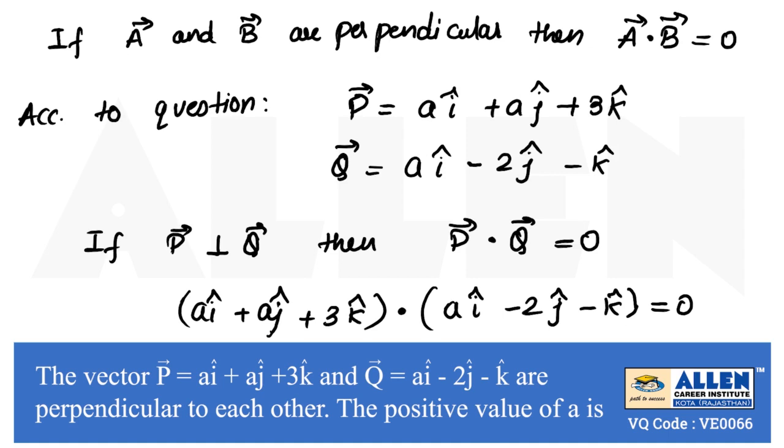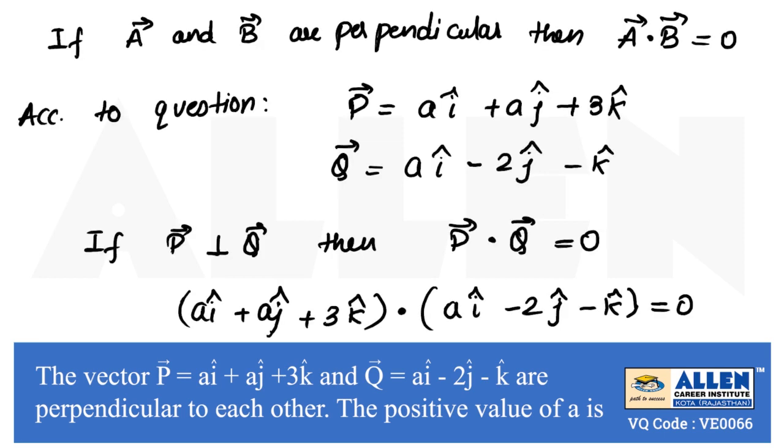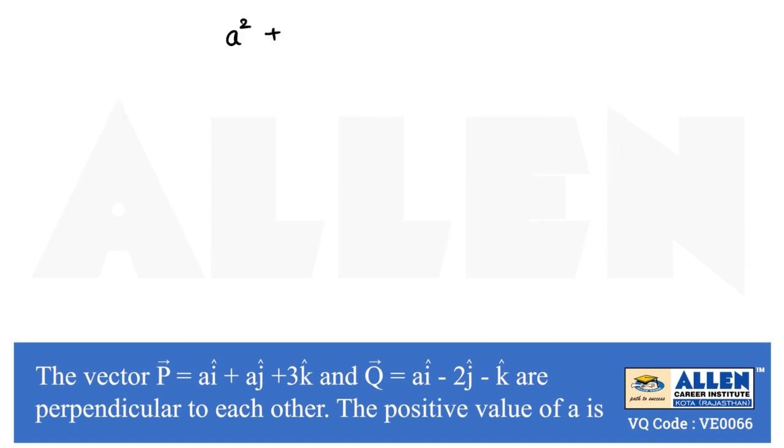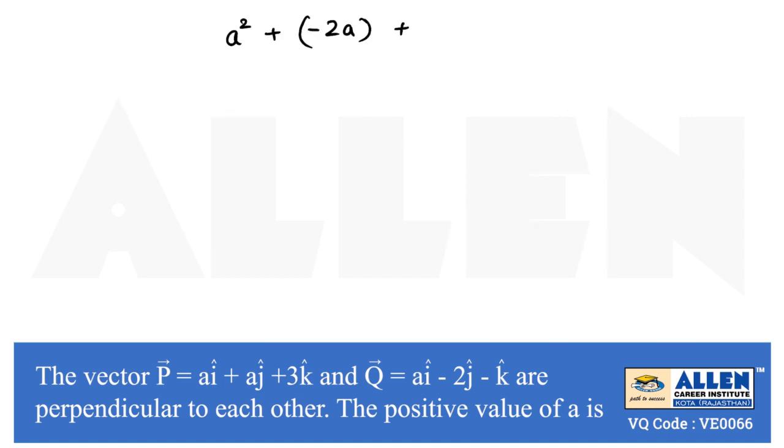So we will simplify this and we will get the value of a. On further simplification, we will use the concept that coefficients of i cap, j cap, k cap can be directly multiplied. So here we will get a square plus, second one, a into minus 2, that will be minus 2a, and third it will be 3 into minus 1, it means minus 3 equal to 0. So the equation will be a square minus 2a minus 3 equal to 0. We are getting a quadratic equation.